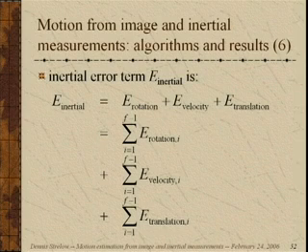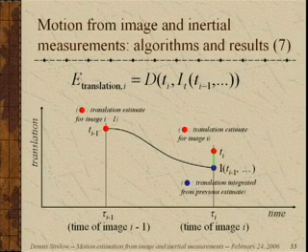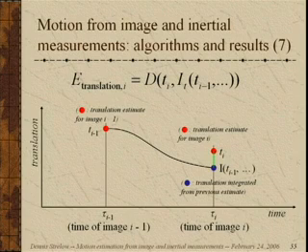And as an example of how this error term works, let me show you the translation term, and I'll start with one of the terms in that sum. Okay, and this is what that looks like. So we're thinking about the time between 2 image readings, tau i minus 1 and tau i, and we've got some estimate that we're iteratively improving of the camera position, or the camera translation in this case, at time i.